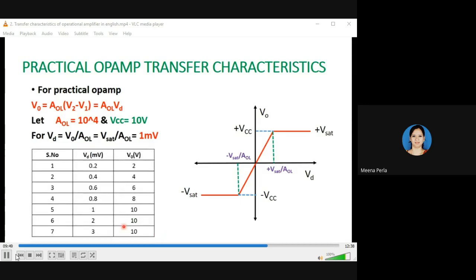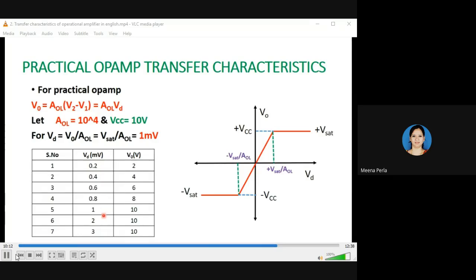So let us draw the table for positive values. For positive values, we are taking Vd in millivolt and V0 in volt, because we get Vd equal to 1 millivolt. So we are taking some values 0.2, 0.4, 0.6, 0.8 for Vd, and then 1, 2, 3 millivolt for Vd.